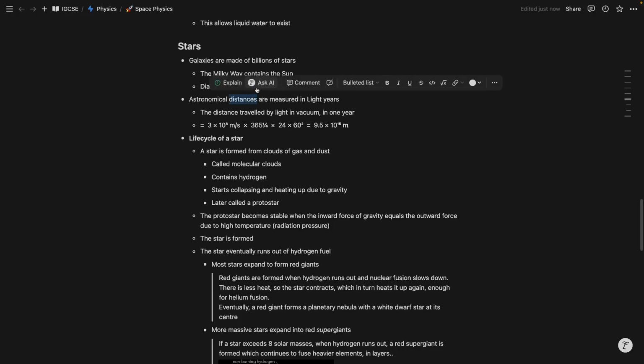Astronomical distances are measured in light years. So this is the distance traveled by light in a vacuum in 1 year. It is equal to 9.5 times 10 to the power 15 meters. And you have to remember this calculation and this value of the light year.